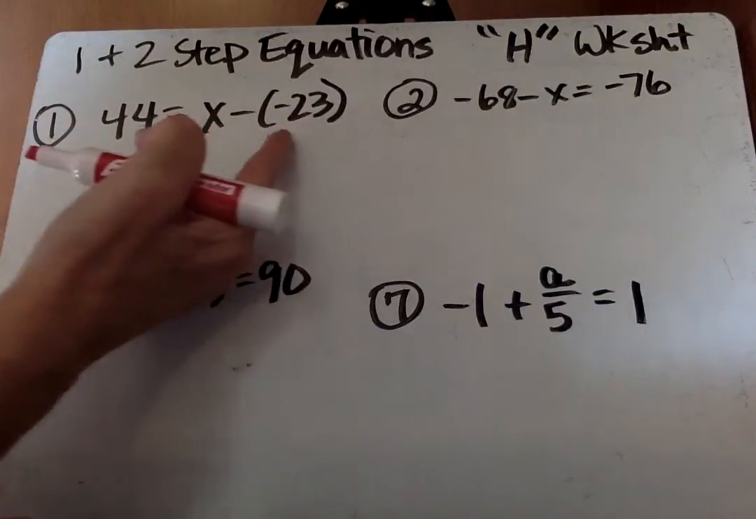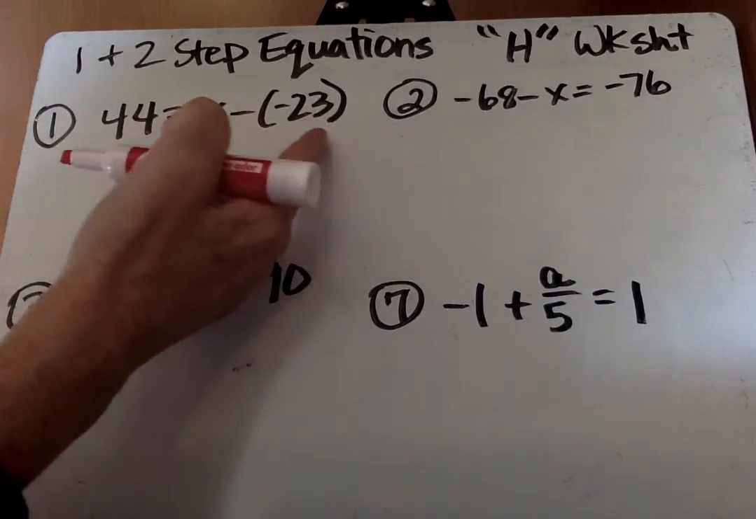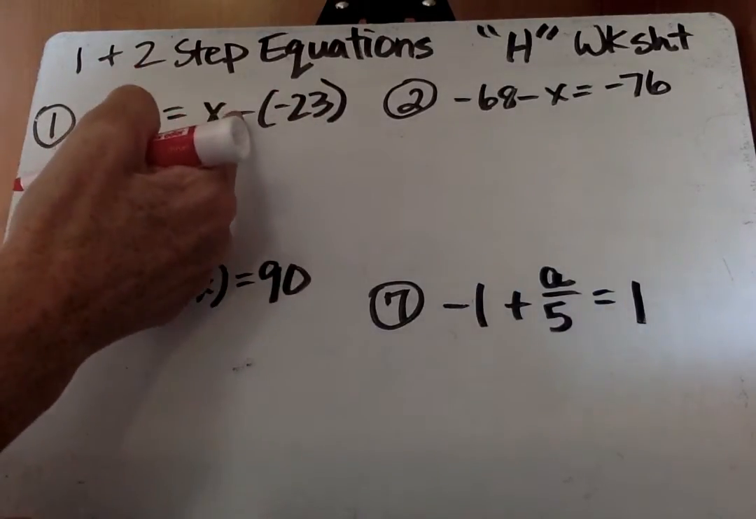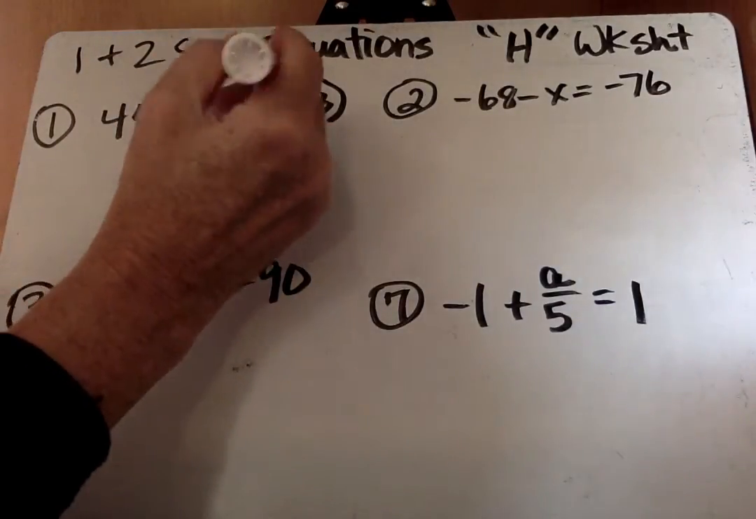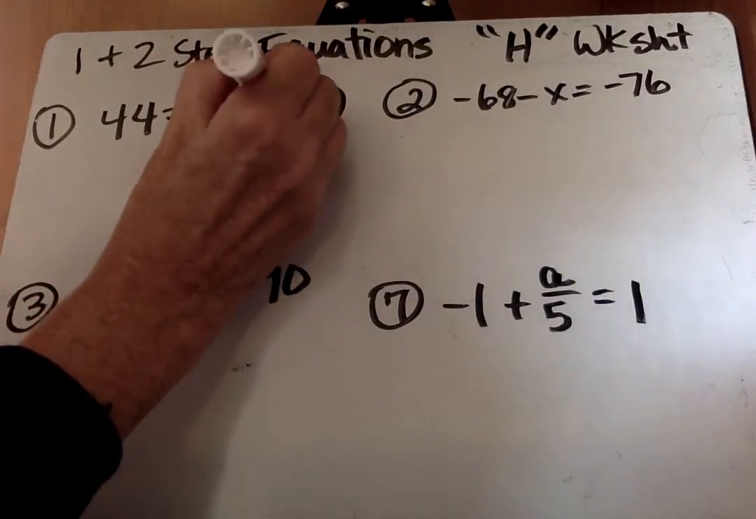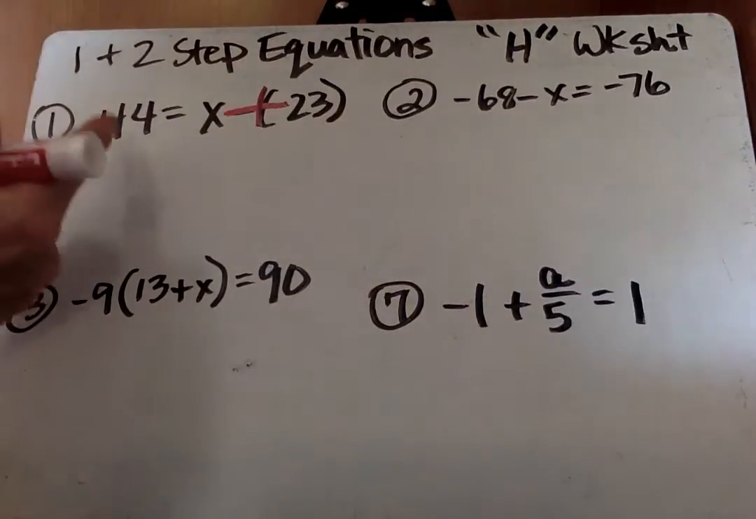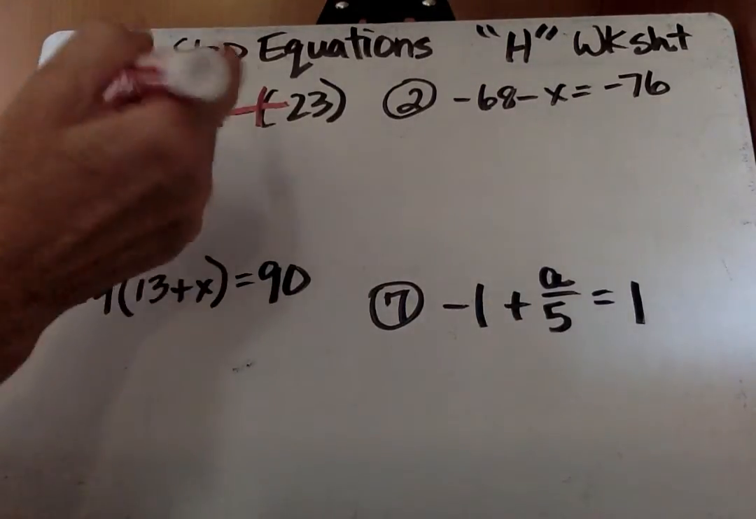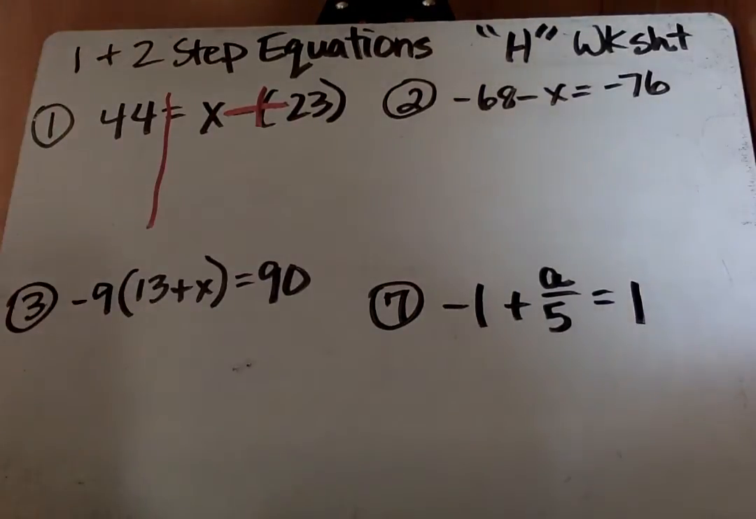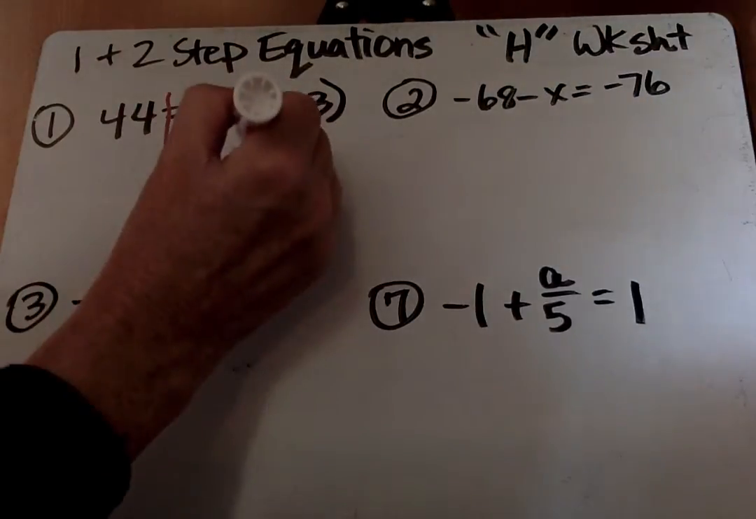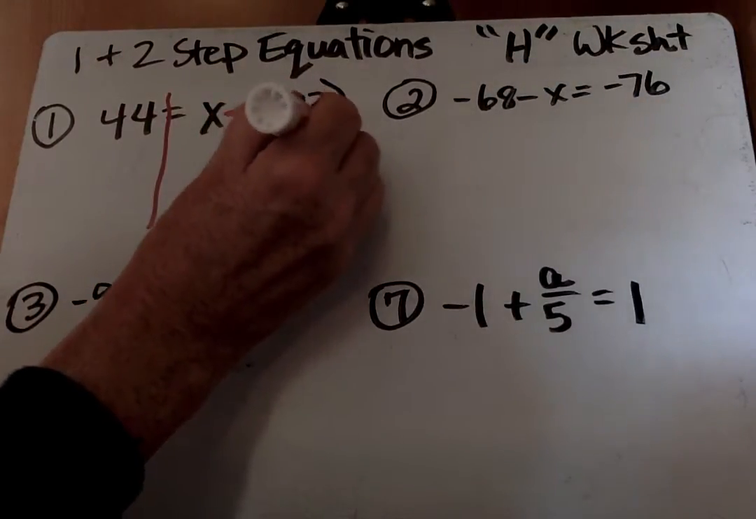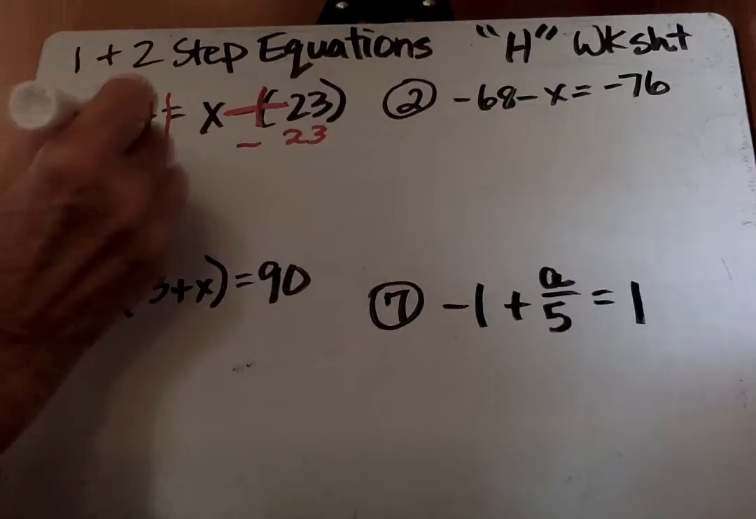Remember when they just have one parentheses, and there's a negative in front and a negative outside, we're going to change this to a plus sign. So now we have 44 equals x plus 23. Now we do our inverse operation, so we're going to subtract 23 here. Subtract 23 here.